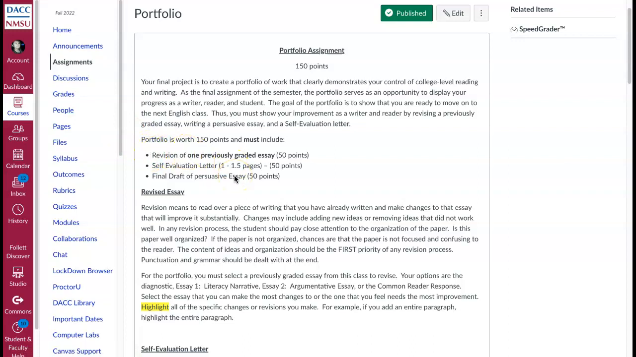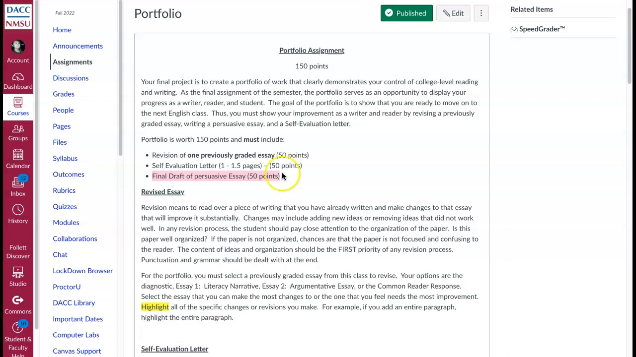So basically what you're going to submit with your portfolio is a revision of a previously graded essay, a self-evaluation letter where you discuss your progress throughout the semester, and a final draft of a persuasive essay, which is our argumentative essay number 3. So it's going to be the third essay that we do in class. So I might refer to it as essay number 3 or as persuasive essay. In any case, it's the third essay that we are writing in this class.